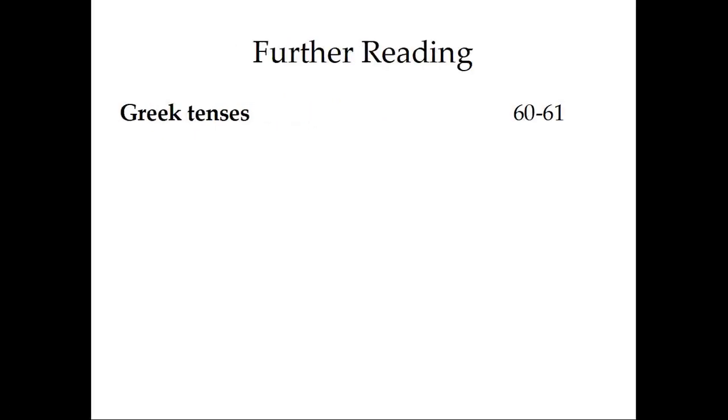For the forms of the future tense of verbs in omega, you can look at page 62 in the grammar. And for further reading on the tenses, you can look at pages 60 to 61.